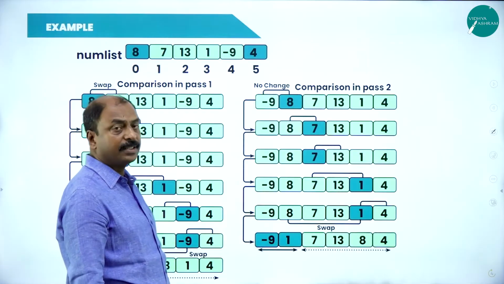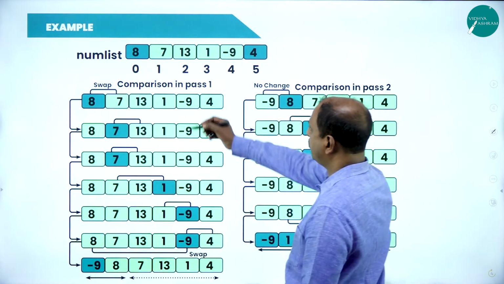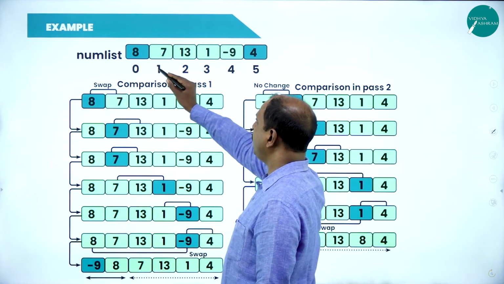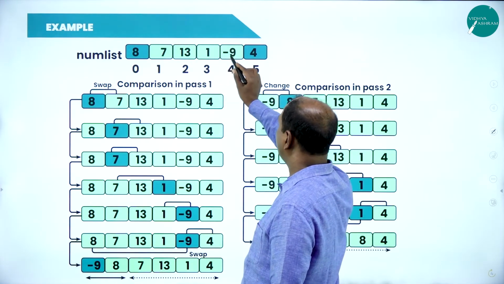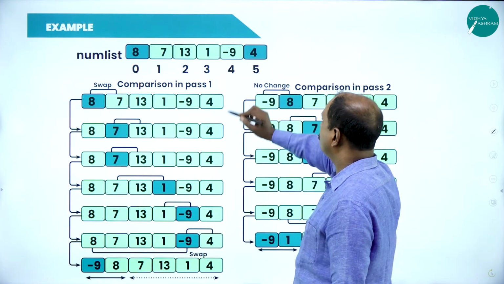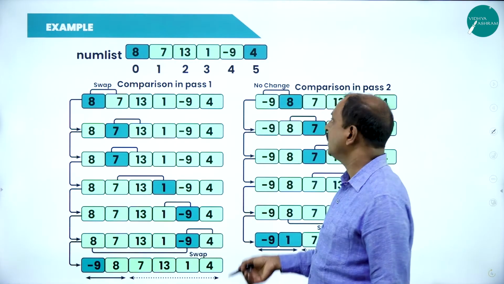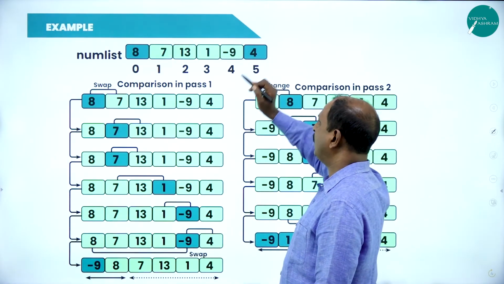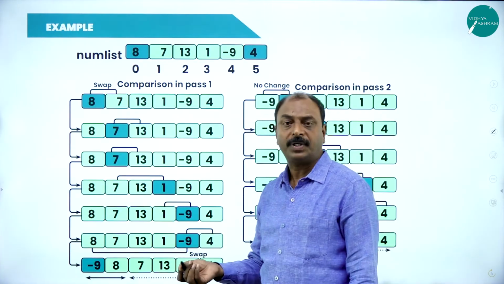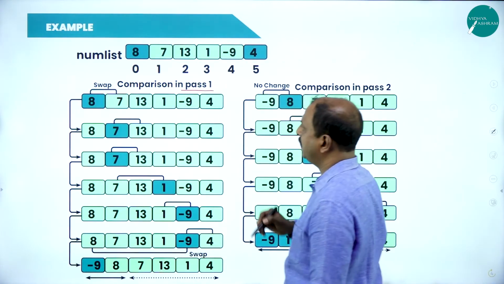Now let us analyze this with one simple example. Let us consider the given list as 8, 7, 13, 1, -9, 4. Here there are 6 elements, so the size is 6, and the loop takes n-1, that is 5 iterations or 5 passes. Let us start with pass 1, or iteration 1.